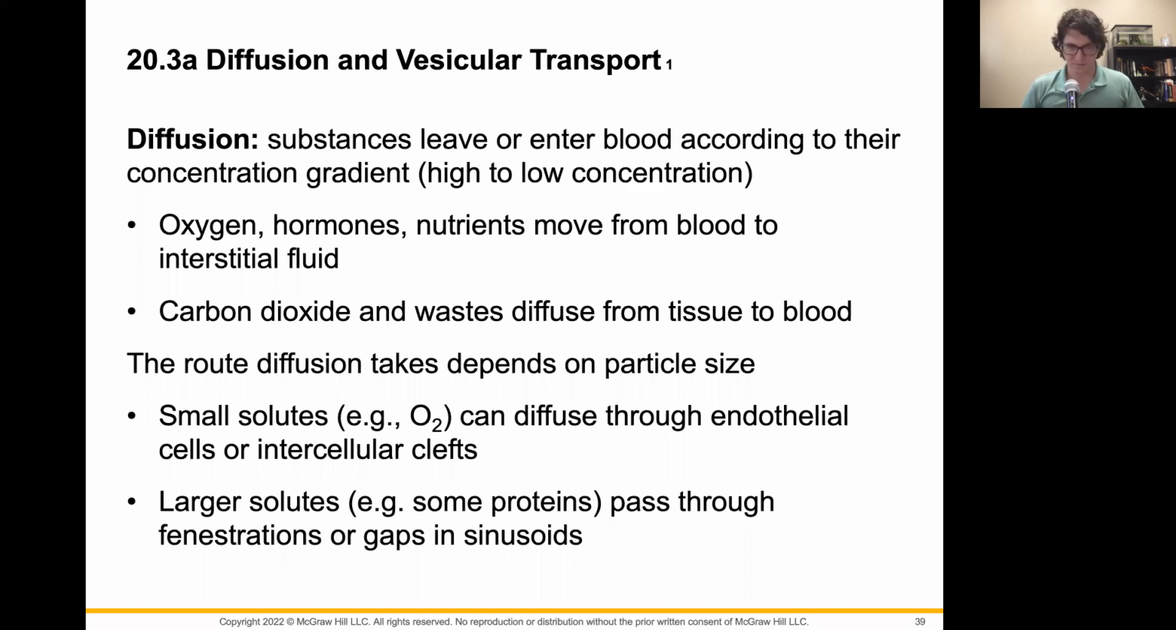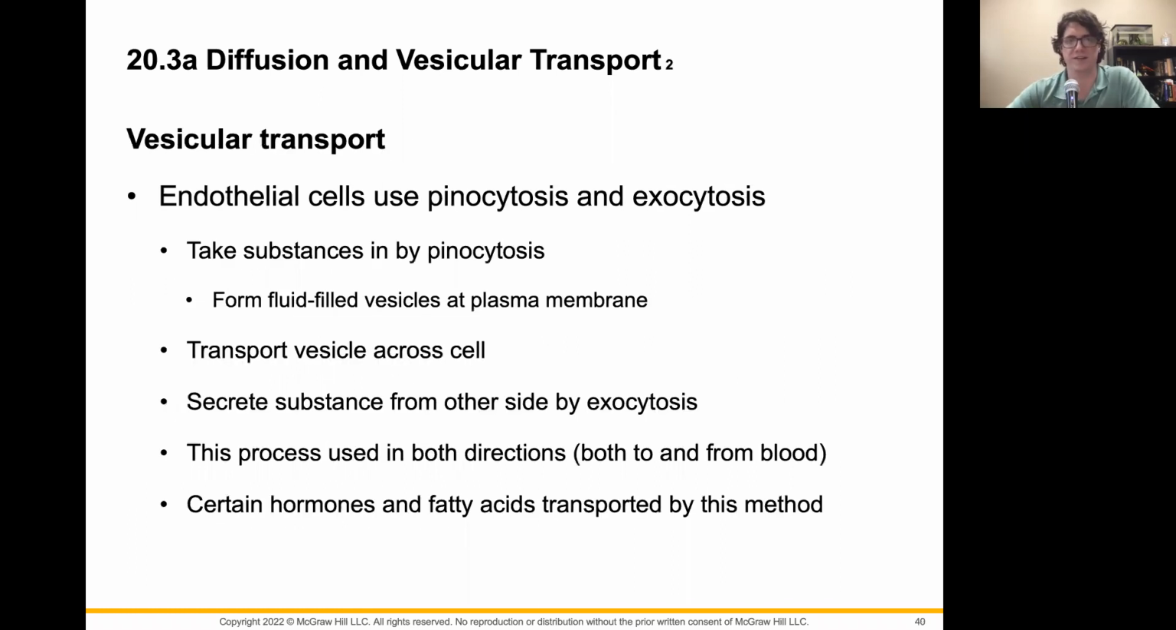Okay. Now, larger solutes, so things like some smaller proteins and stuff like that, will be able to pass through the tiny holes in between the cells, or what we call sinusoids. They'll be able to pass through some of those fenestrations or some of those gaps. However, they will have to be still fairly small, not some of our larger proteins like our colloid proteins, like we're going to talk about here in a second. Now, for larger things or big stuff that we want to move in big chunks or things that are polar, instead we're going to use what we call vesicular transport.